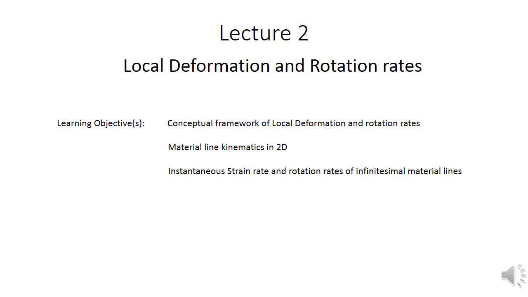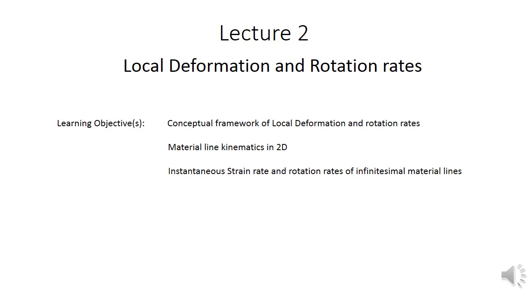2 dimensions. Of course, 2 dimensions is just to make you understand in a very simple manner, so we restrict our attention to material line kinematics in 2D. And the third objective is instantaneous strain rate and rotation rates of infinitesimal material lines. So how can we express them mathematically?